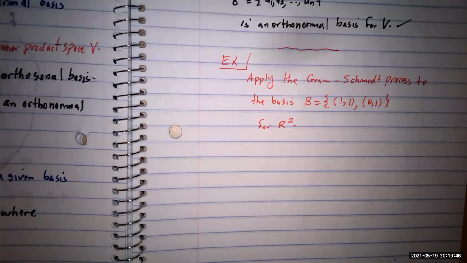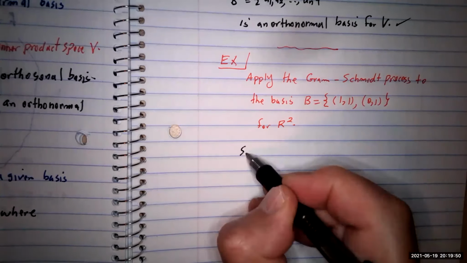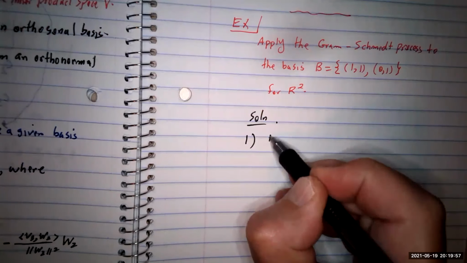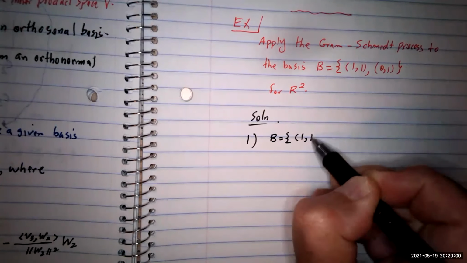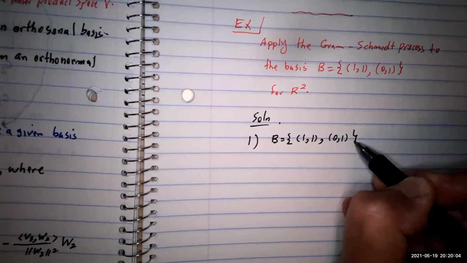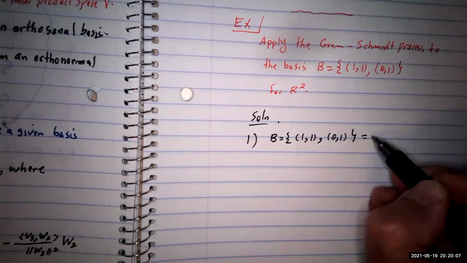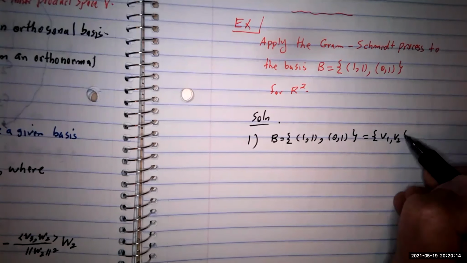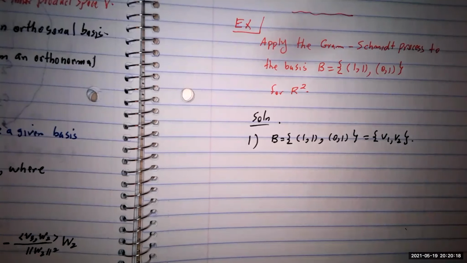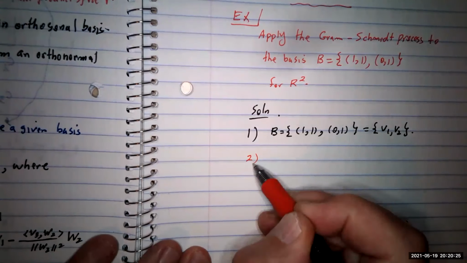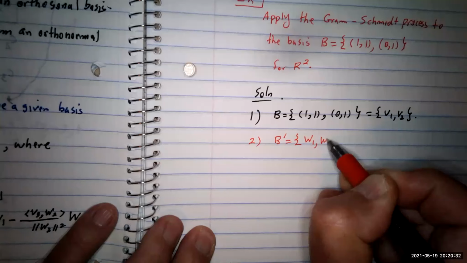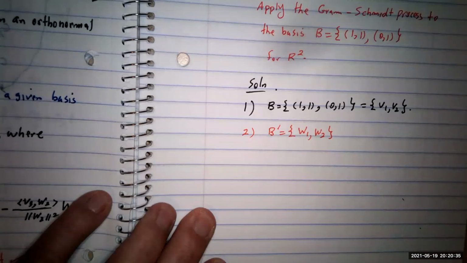Okay, this is how we're going to do it. Step one is already given to you: V1 is (1, 1) and V2 is (0, 1). This is given. Now we go with the procedure for step two, where we find B prime, which is W1 and W2.